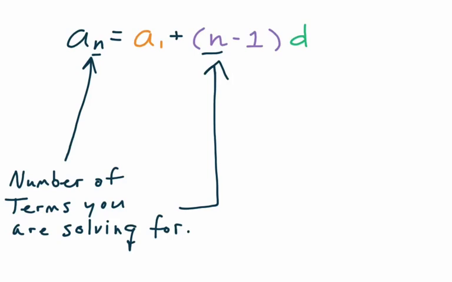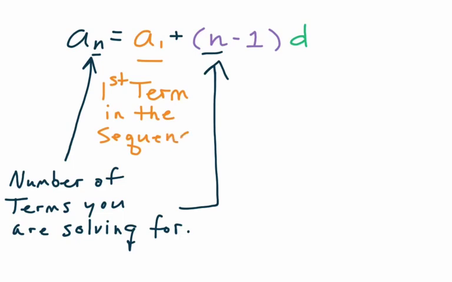The next thing is that a of 1. This is just going to be the first term in our sequence. So what does that stand for? The first term in the sequence. And then lastly, we're going to leave that minus 1 alone.